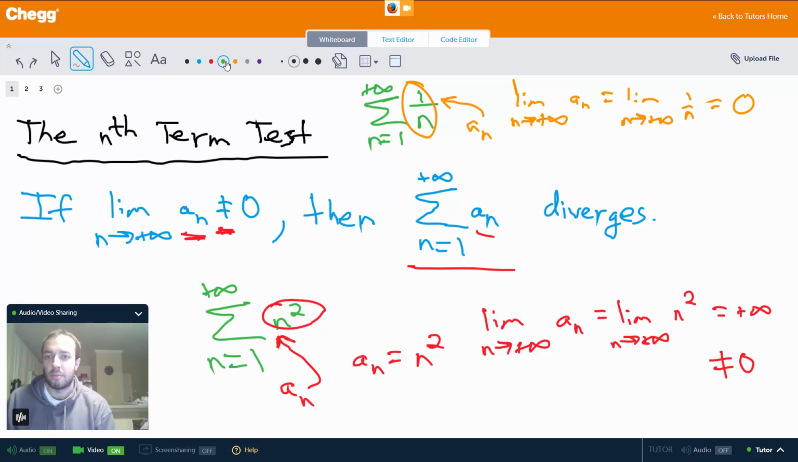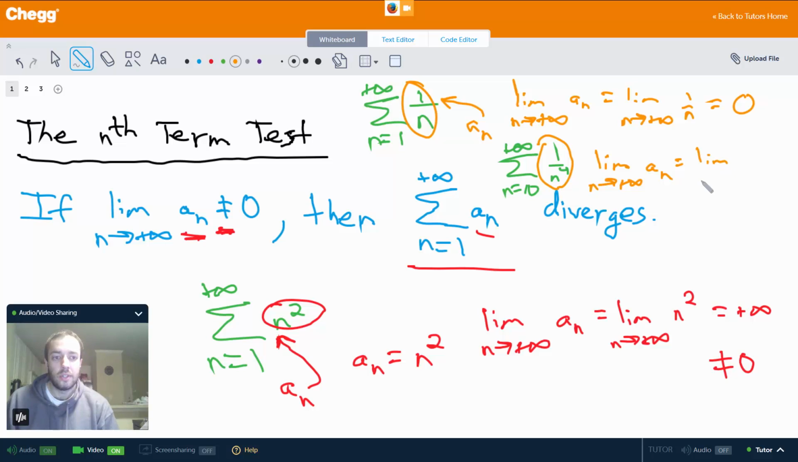One more quick example with this. Let's say we have the sum from n equals 10 to positive infinity of 1 over n to the 4th. Well, here, we want to take the limit as n goes to infinity of a sub n. What's our a sub n? Well, it's just this guy right here, 1 over n to the 4th. So this is the limit as n goes to positive infinity of 1 over n to the 4th, which is also 0, right? So as n goes to infinity, 1 divided by n to the 4th goes to 0 pretty quickly, okay?